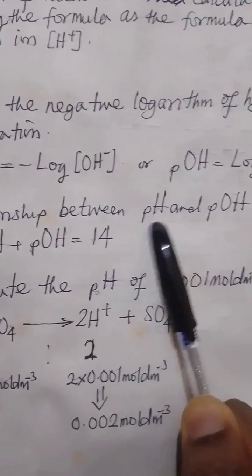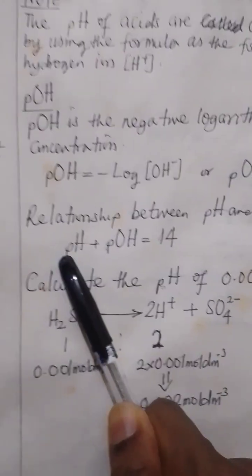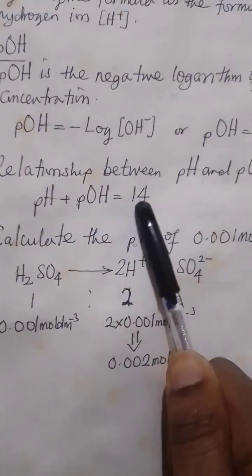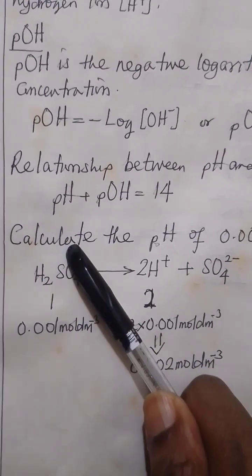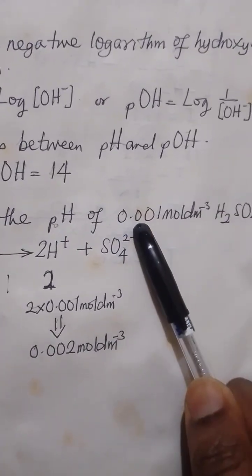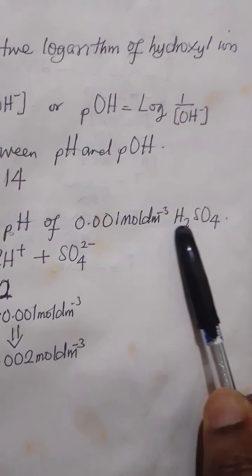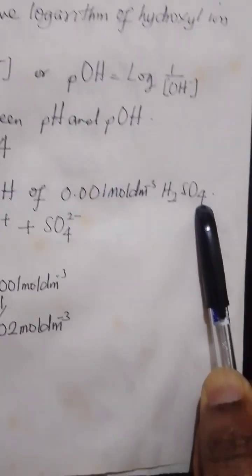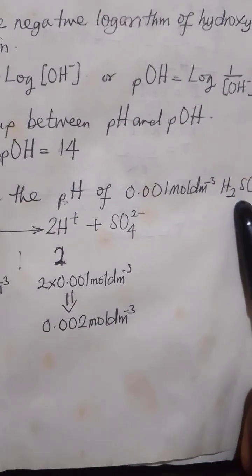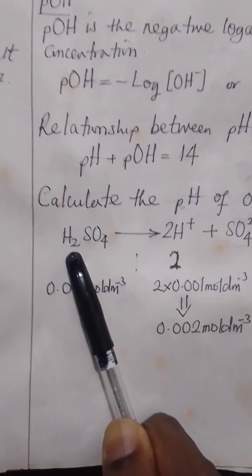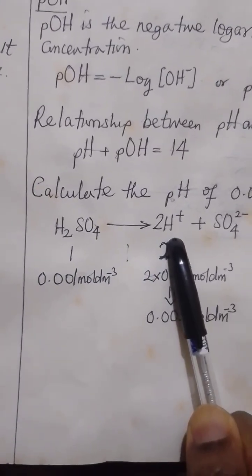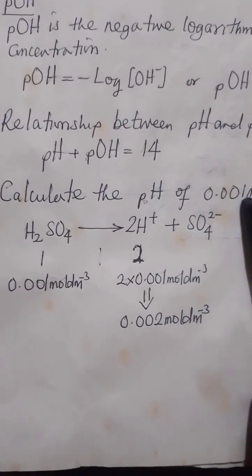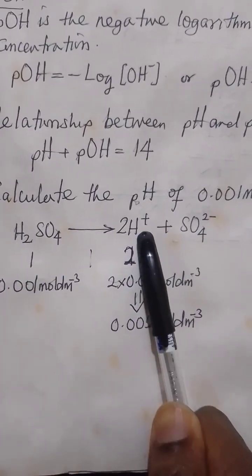Relationship between pH and pOH. Your pH plus pOH will give you 14. So let's look at an example. Calculate the pH of 0.001 mole per dm cube H2SO4. When you are given a question like this, you would have to carry out the dissociation of the acid. H2SO4 dissociates to give you H plus and SO4 2 minus. Don't forget you have 2 atoms of hydrogen, so you have to balance it up.